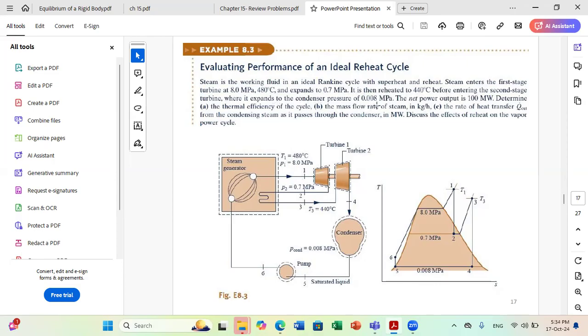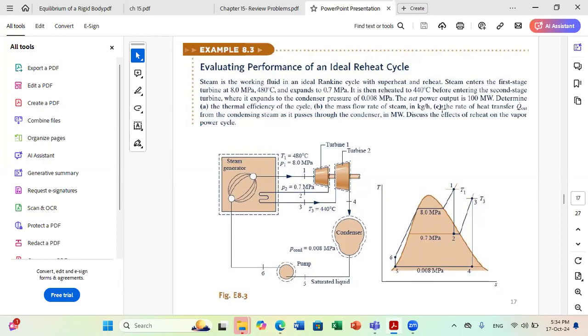So here, we are trying to compare with the previous problem. We considered the same extreme pressures. So P low and P high are the same. And we'll see how the reheating process will allow us to get better efficiency of our cycle, in addition to overcoming the limitations of a relatively low quality at the exit of the turbine.